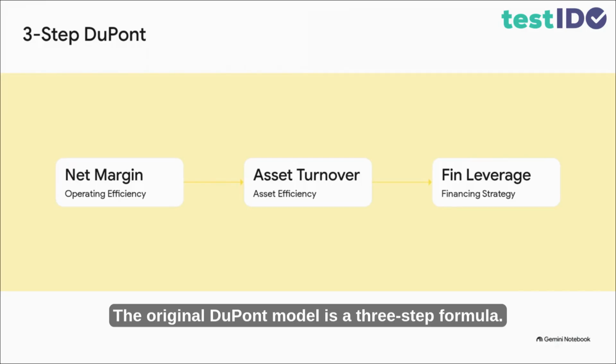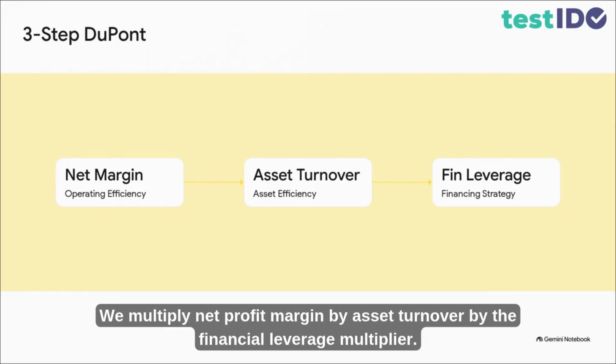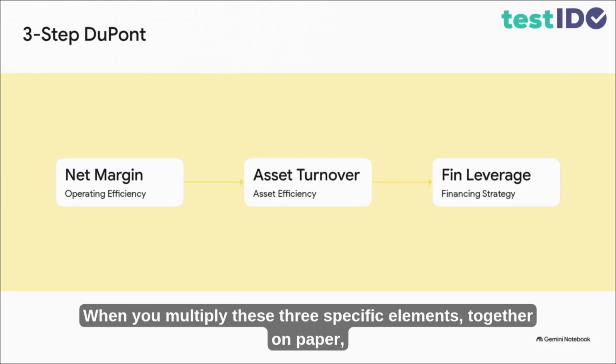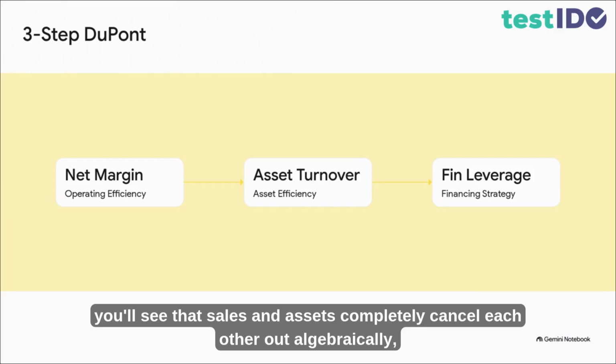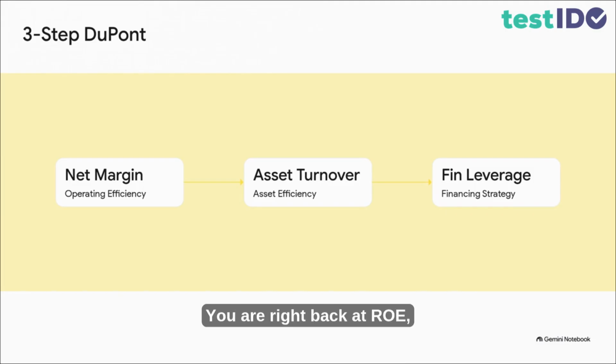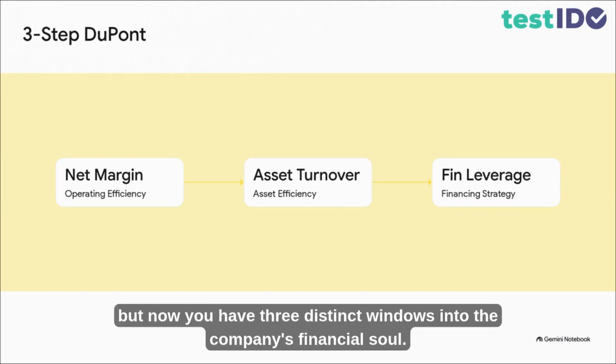The original DuPont model is a three-step formula. We multiply net profit margin by asset turnover by the financial leverage multiplier. What I love about this is the pure mathematical elegance of the whole thing. When you multiply these three specific fractions together on paper, you'll see that sales and assets completely cancel each other out algebraically, leaving you with exactly net income over equity. You are right back at ROE, but now you have three distinct windows into the company's financial soul.